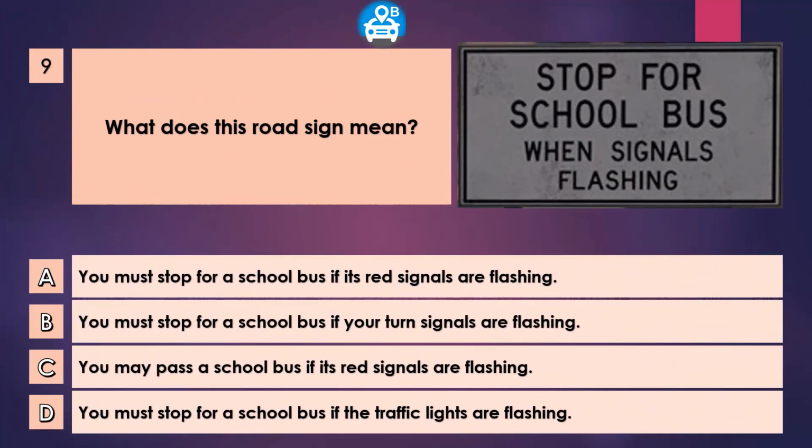What does this road sign mean? A. You must stop for a school bus if its red signals are flashing. B. You must stop for a school bus if your turn signals are flashing. C. You may pass a school bus if its red signals are flashing. D. You must stop for a school bus if the traffic lights are flashing.